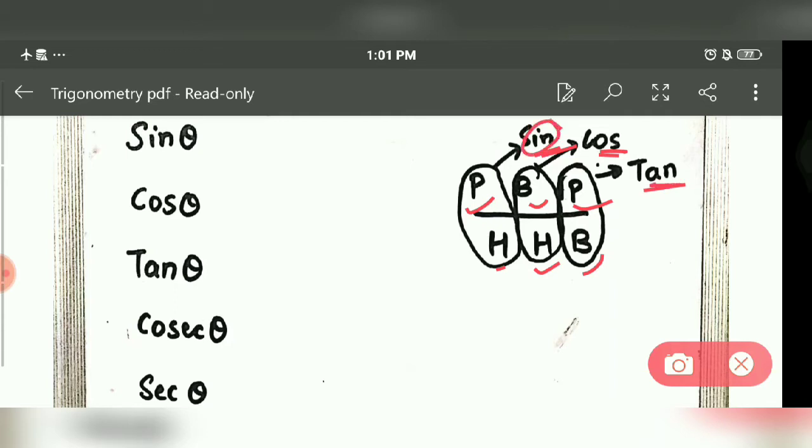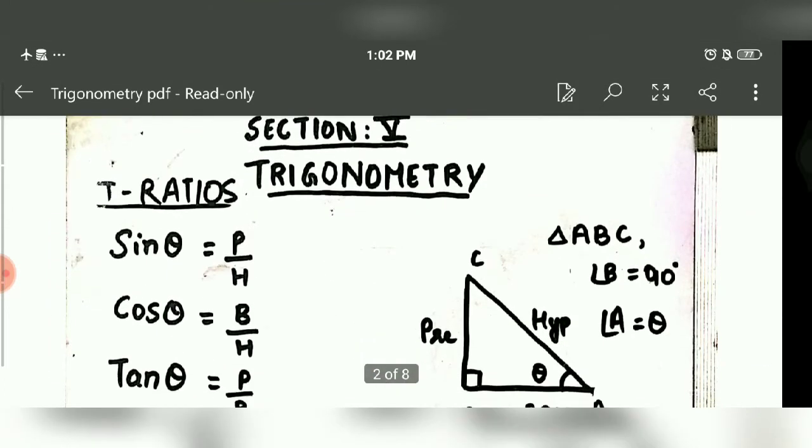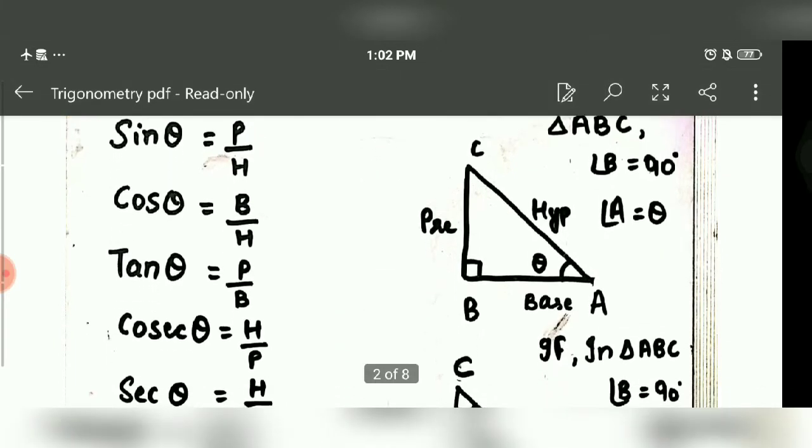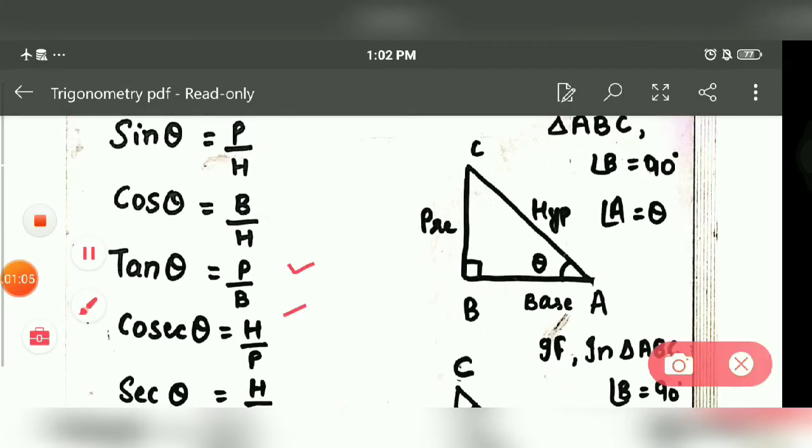Where sine theta is equal to what? Perpendicular by hypotenuse. Cos theta is base by hypotenuse. Tan theta is base by perpendicular. So next, these 6 trigonometric ratios are represented. So sin theta is equal to P by H, as I described above in the formula. Cos theta is equal to base by hypotenuse. Tan theta is equal to perpendicular by base.